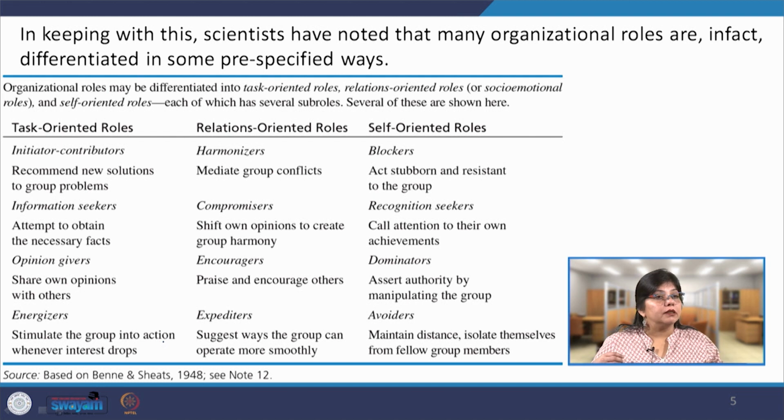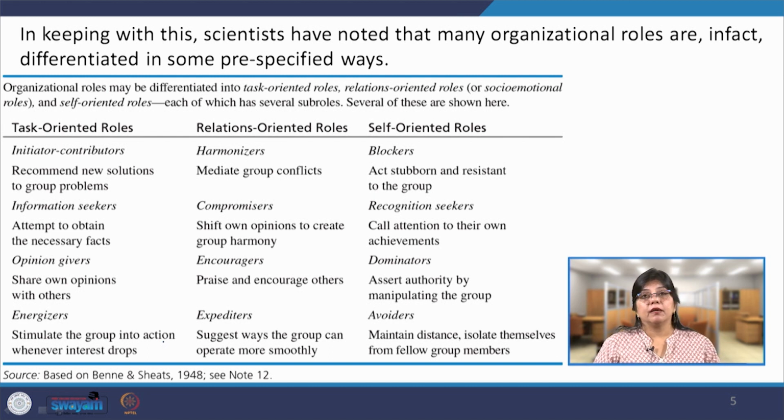So, the member who is task oriented will show his gestures, his behavioral disposition in such a manner that every time the person will perform differently a particular role based on these traits or characteristics. The other is relationship oriented roles. They are harmonizers, they mediate the conflict, they are compromisers, they shift their own opinions to create group harmony, they can even compromise so that the group goals can be achieved.